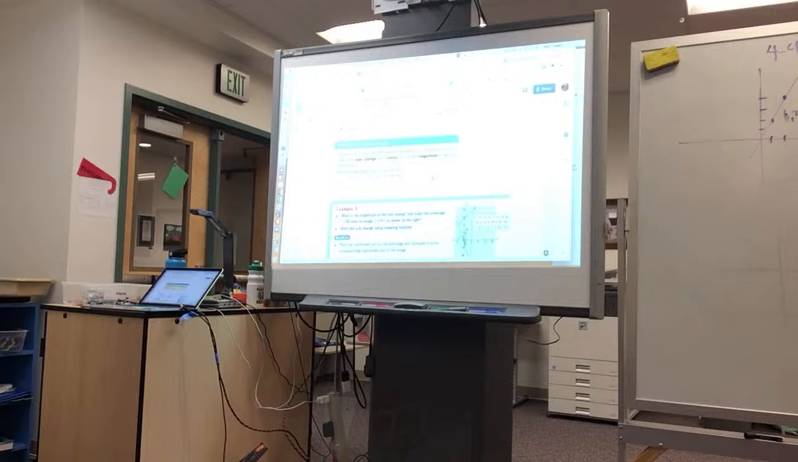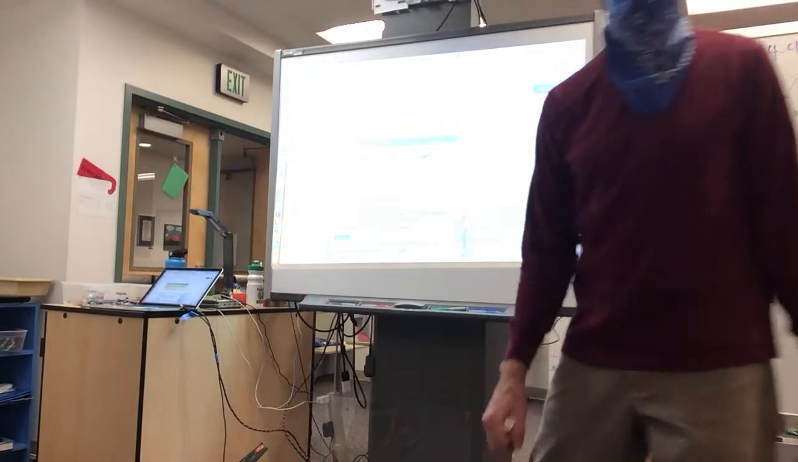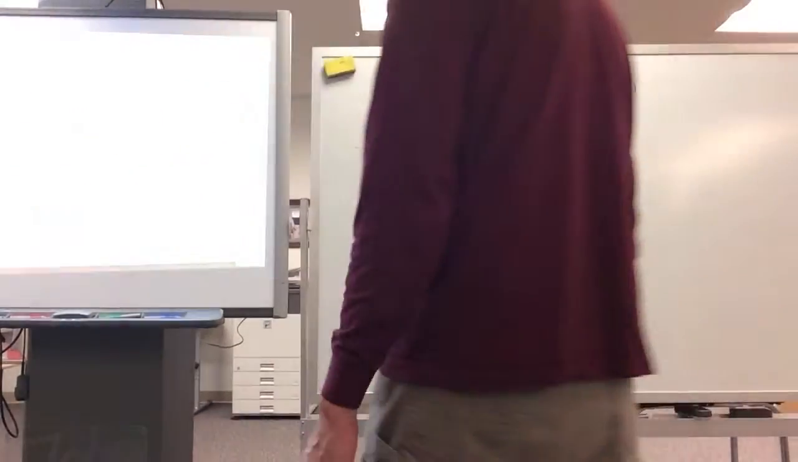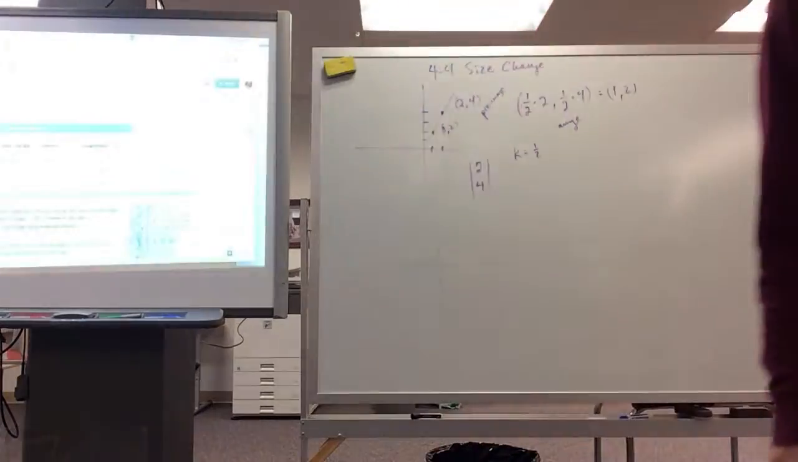So if you were going to write just this (2, 4) as a matrix, how would it look? It's going to be 2 over 4. It's going to look like that. So remember that all of your x's are going to be on the top and all of the y's are going to be on the bottom. So for example, this triangle here that's in example 1, that triangle can be written as a point matrix.